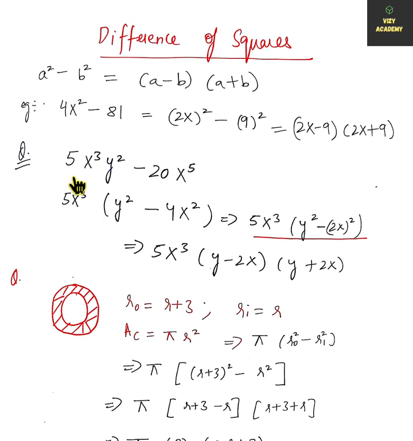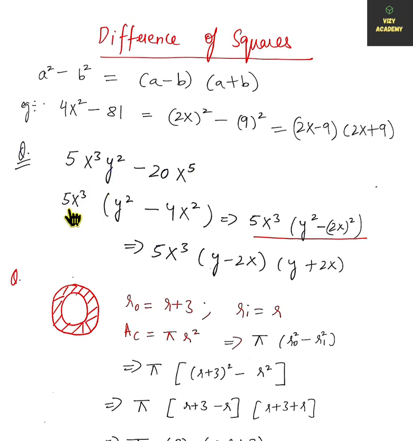Sometimes we have to take the GCF before we can apply the difference of squares formula. For instance, in this question, 5x³y² − 20x⁵. So we will be taking the GCF out. For 5 and 20, the GCF is 5. For x³y² and x⁵, we have only one common variable x and the smallest power is 3.